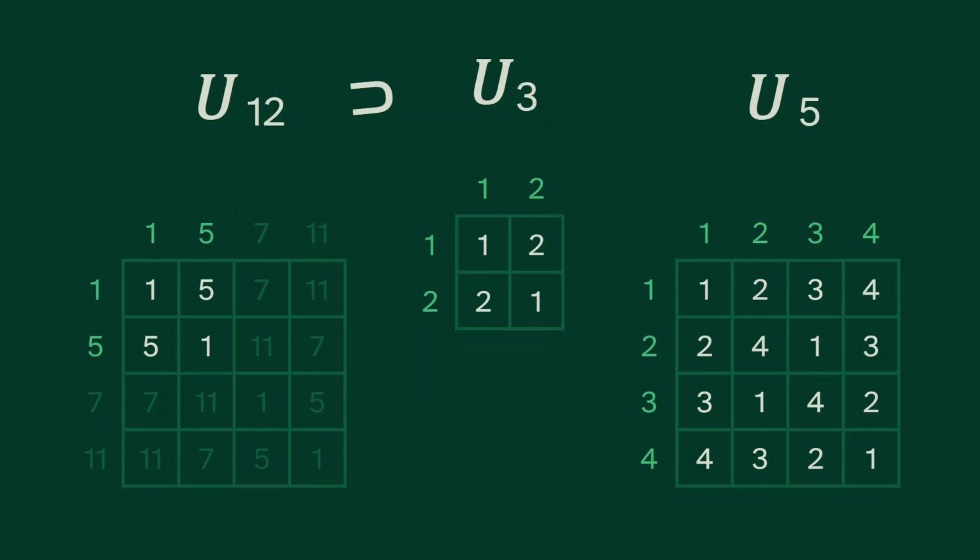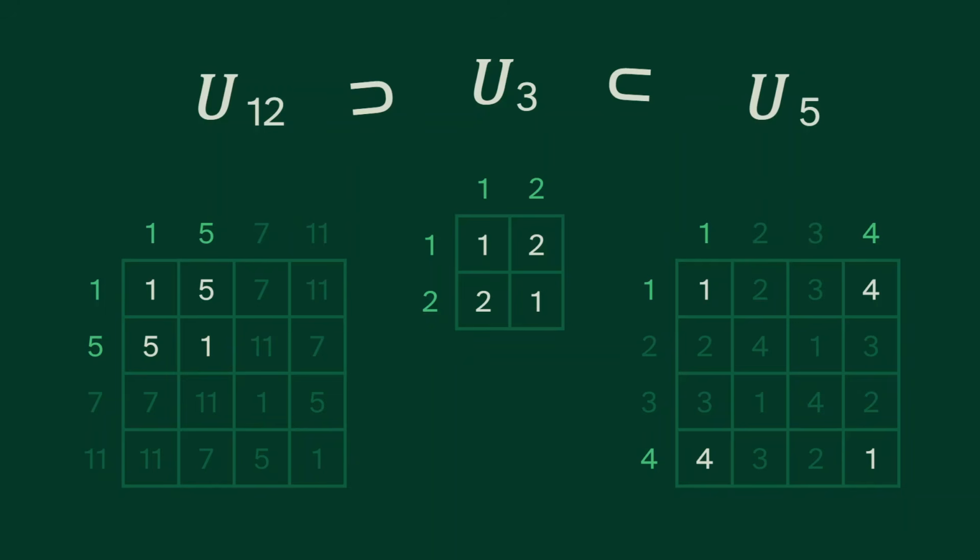On the right side, we can do the same thing. If we ignore 2 and 3, we're left with a similar structure. So U3 is also a subgroup of U5. U12 and U5 might be different as a whole, but they contain something that is the same.